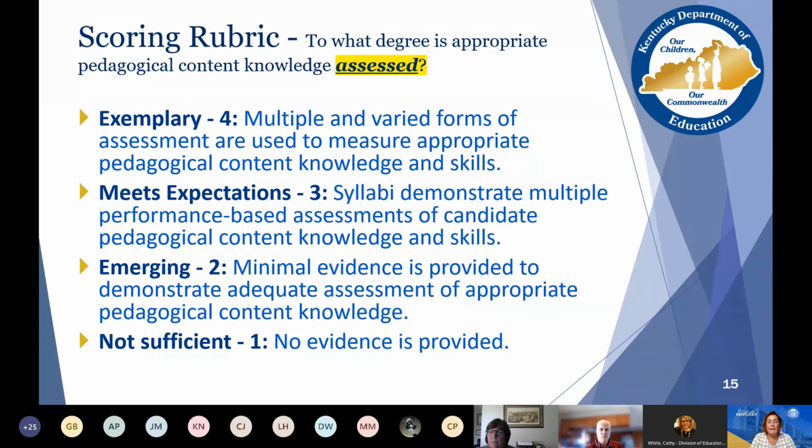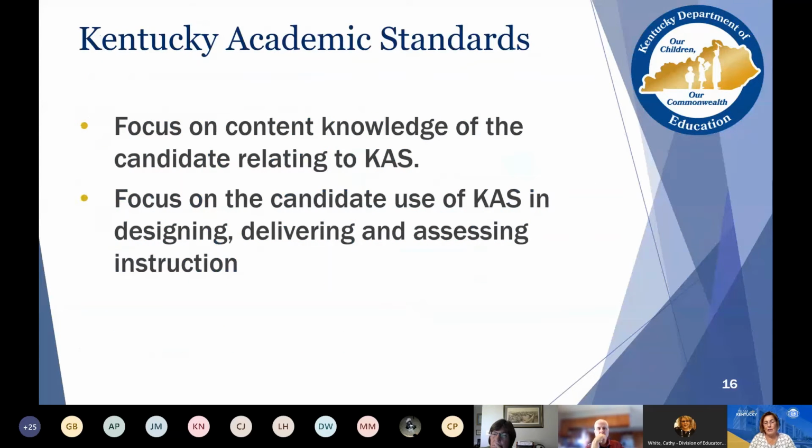Emerging means that they give minimal evidence, and maybe it's that they're using a lot of general strategies, a lot of things, but nothing very specific to the content area in which you're reviewing at this point. So again, you've got those two questions. How well is pedagogy addressed, and how well is it assessed? As we move on, the second huge area that we ask our content reviewers to address are the Kentucky academic standards.